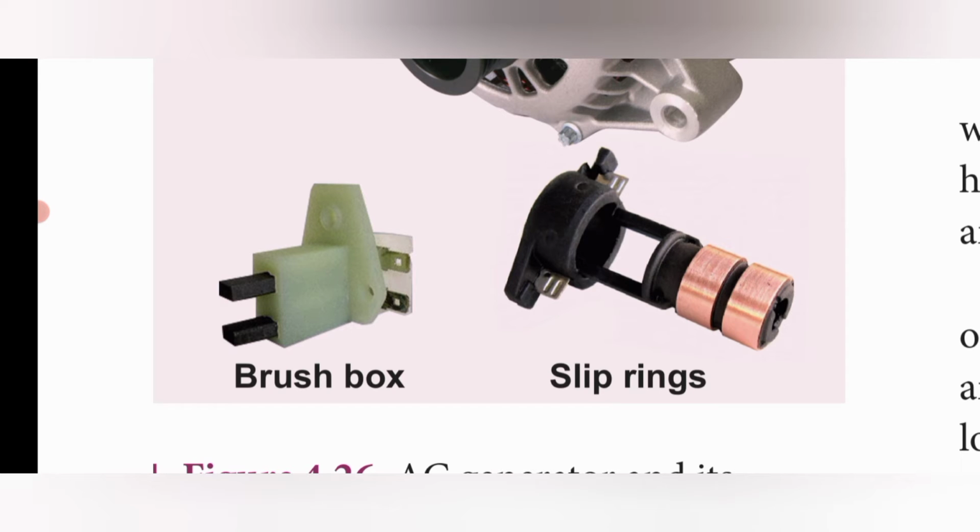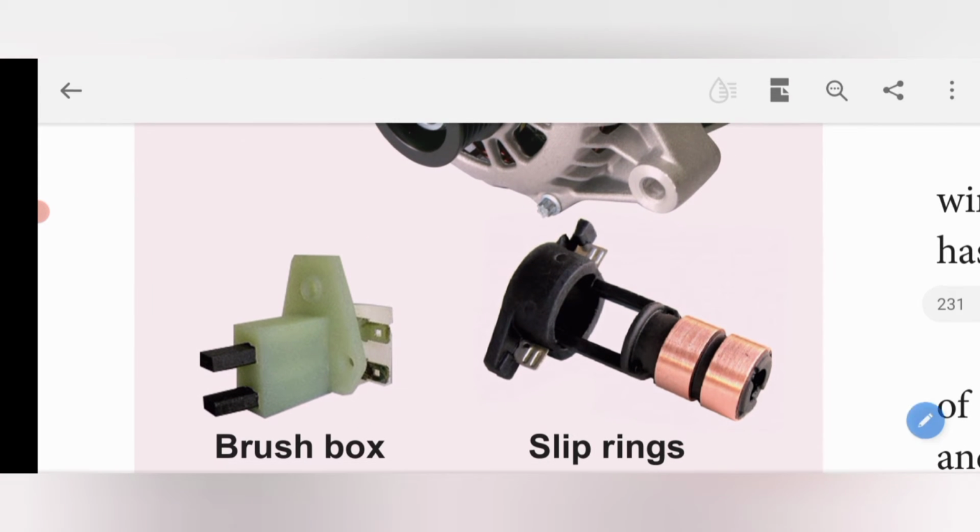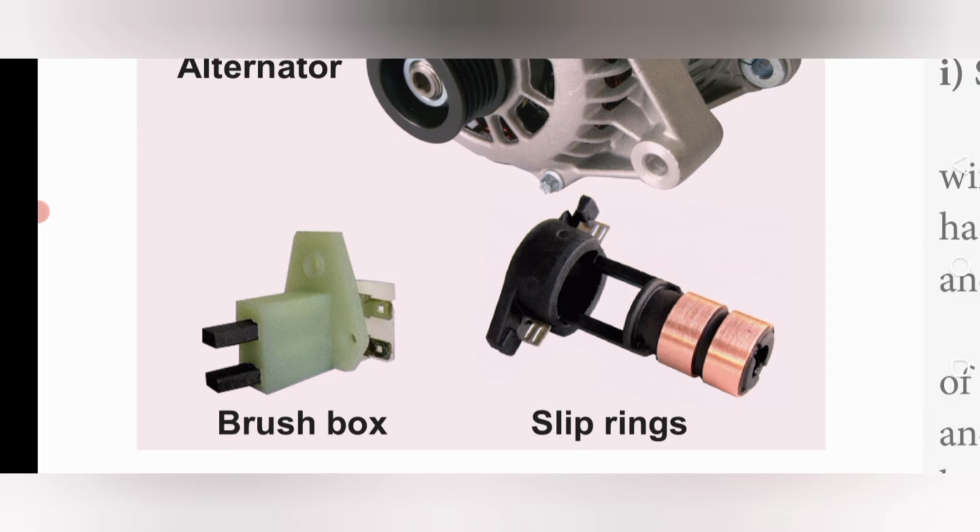Next, to maintain the connection between the DC source and the field windings, the two brushes are used here to continuously slide over the slip rings. So these are all the main parts used in this alternator or generator. Next we are going to see the construction, all the fixation of the generator.